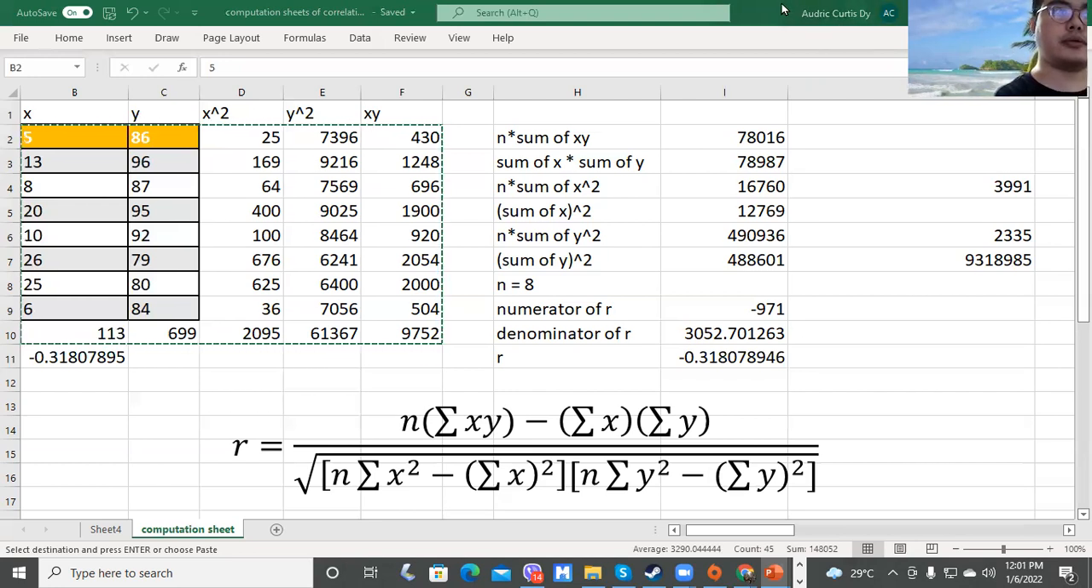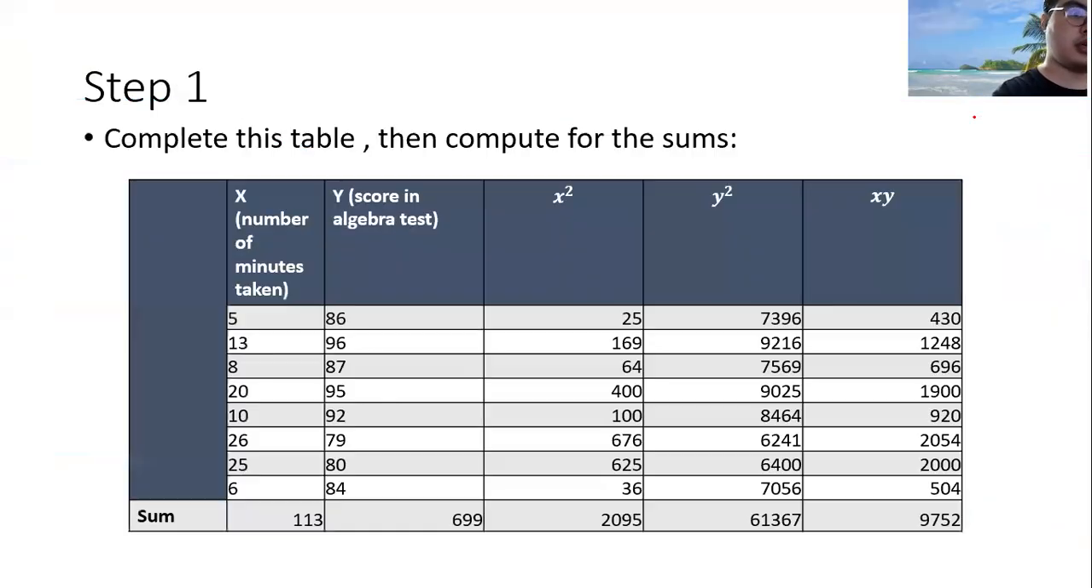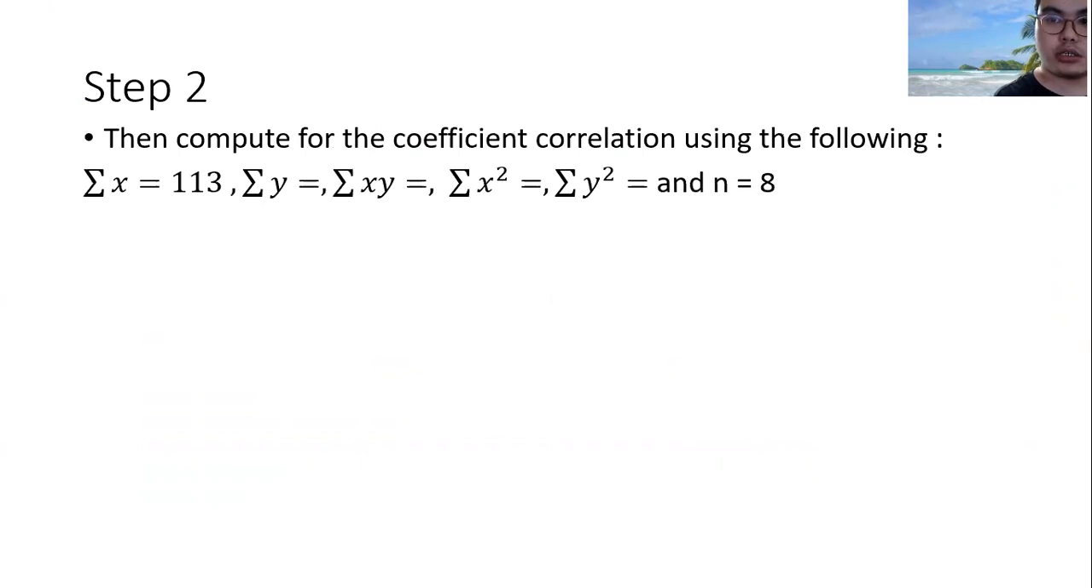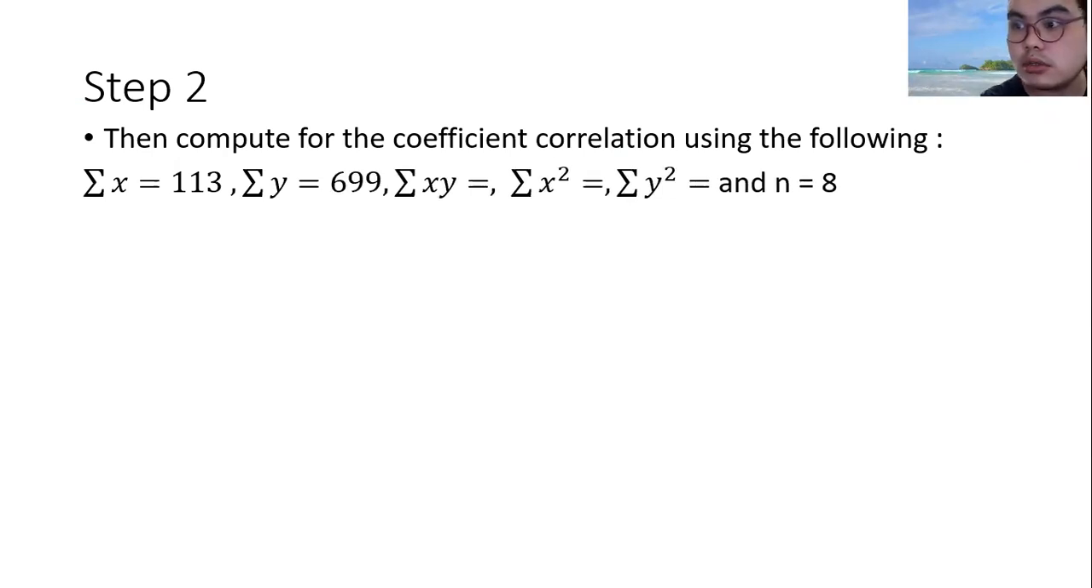So therefore, here is the outcome. Okay, to get the summations, okay, since we have computed in the Microsoft Excel, we need to type each of this. So this will be 113. This one will be 699.